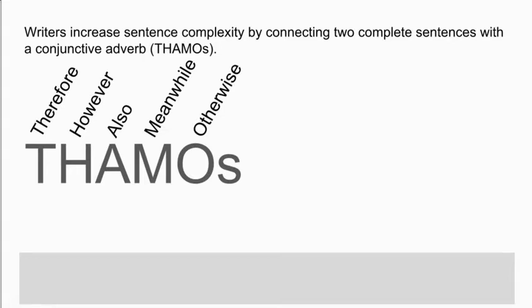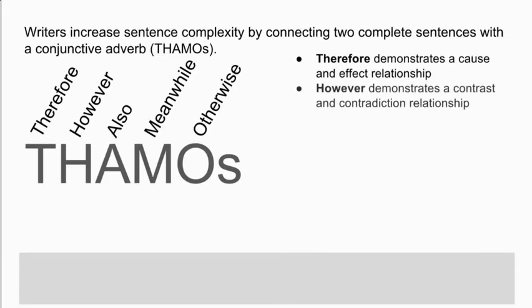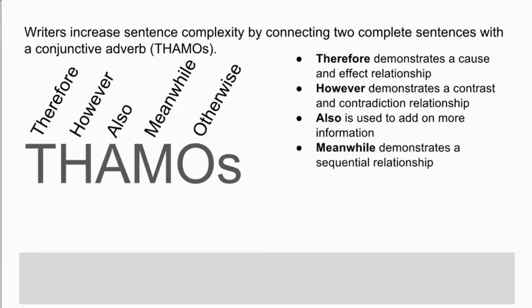So today we're going to increase sentence complexity in our writing and use conjunctive adverbs: therefore, however, also, meanwhile, otherwise. It's important to know that each of these words represents a relationship. For example, therefore demonstrates a cause and effect relationship. However, demonstrates a contrast and contradiction relationship. Also is used to add on more information. Meanwhile demonstrates a sequential relationship. Otherwise demonstrates a problem-solution relationship.